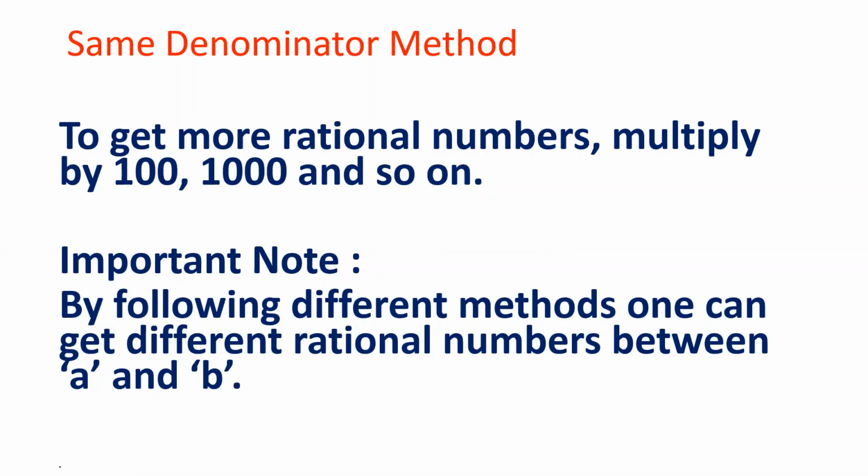Students, the first method, the formula method, we generally use when we have to find one or two rational numbers between given rational numbers. But when we have to find many rational numbers, more than 5 or more than 10, then we use the same denominator method. Taking the example to find a rational number between 3 upon 4 and 4 upon 5, we will solve this example by both methods.